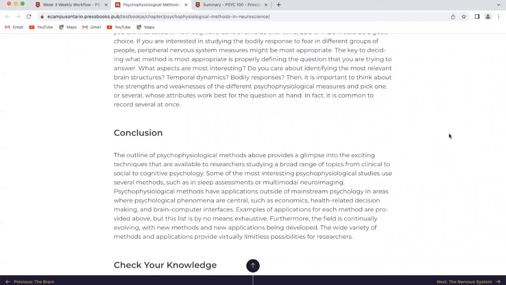Examples of applications for each method are provided above, but this list is by no means exhaustive. Furthermore, the field is continually evolving with new methods and new applications being developed. The wide variety of methods and applications provide virtually limitless possibilities for researchers.